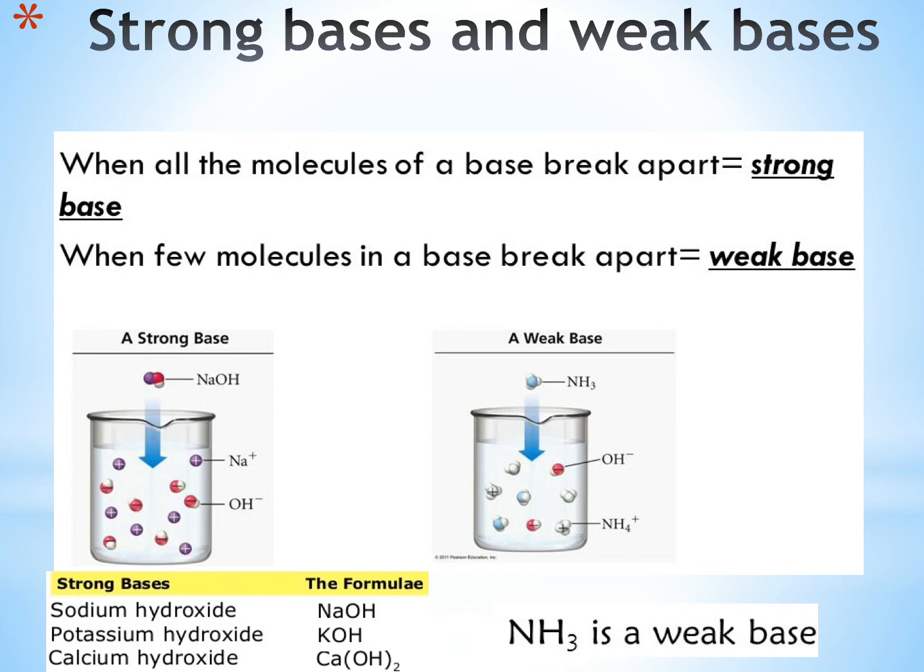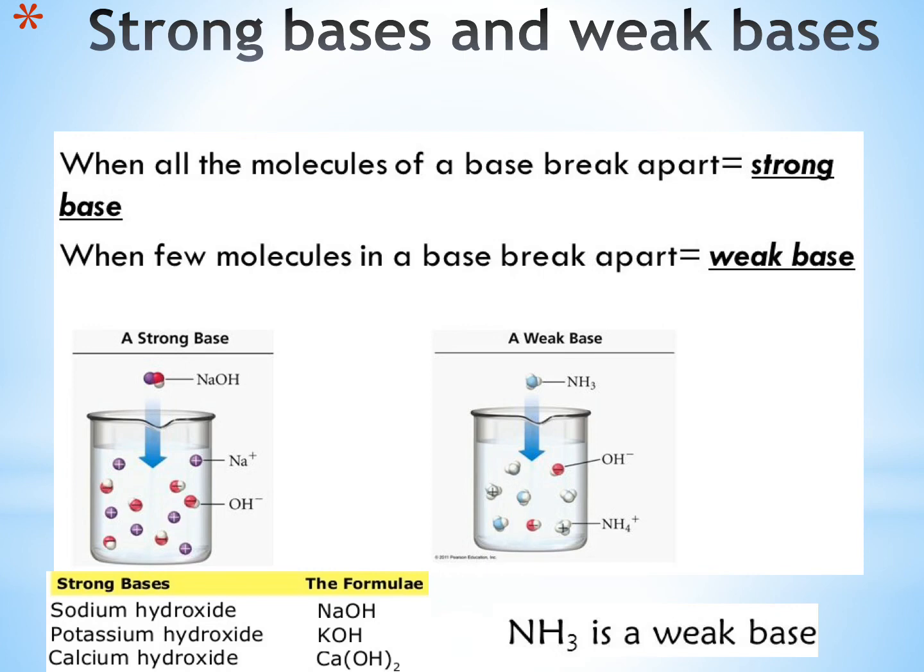Okay, when a base is strong, all the molecules break apart. What about the weak one? What is a weak base? If only a few molecules break apart, then that base is a weak base. As you can see in the picture right in front of you, one of them is completely ionized. Now compare the second picture, where the molecules only partially break apart. So that's the difference between a strong base and a weak base.